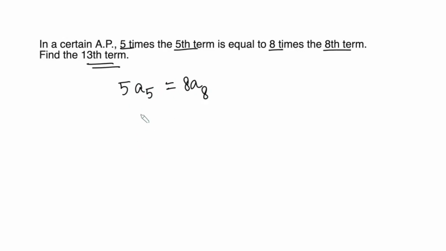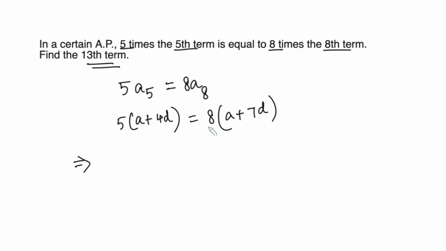We know that the formula for the nth term is a plus (n minus 1)d. The fifth term can be written as a plus (5 minus 1)d, which is 4d. Similarly, the eighth term can be written as a plus 7d. And if we simplify this equation, we get 5a plus 20d equals 8a plus 56d.